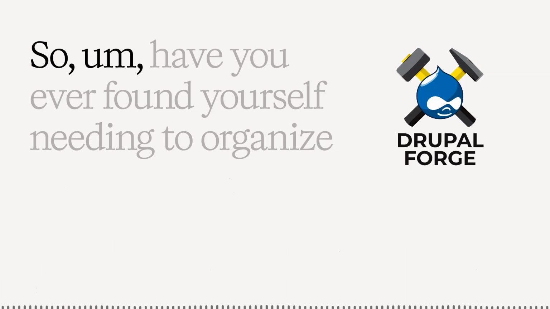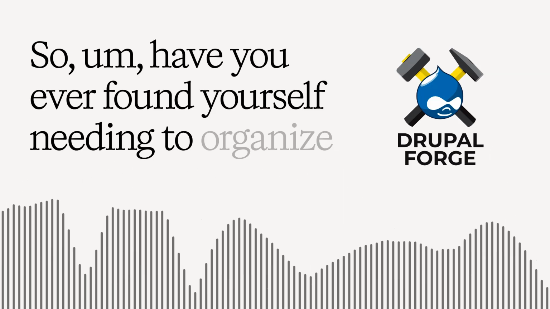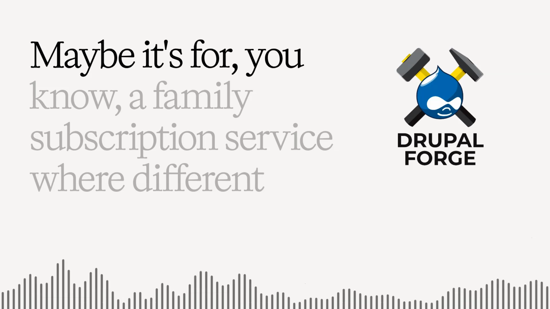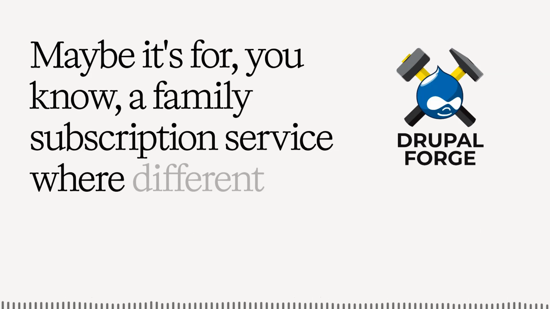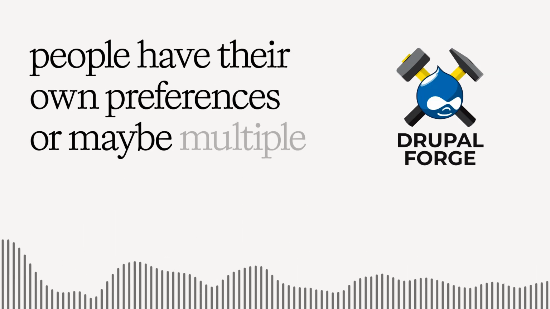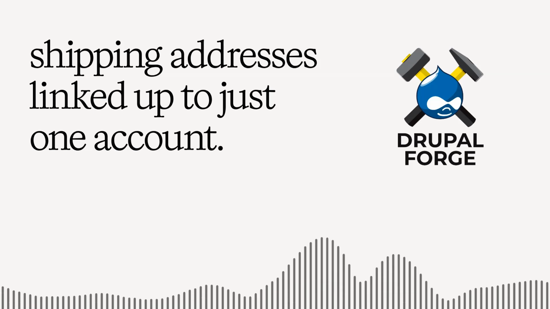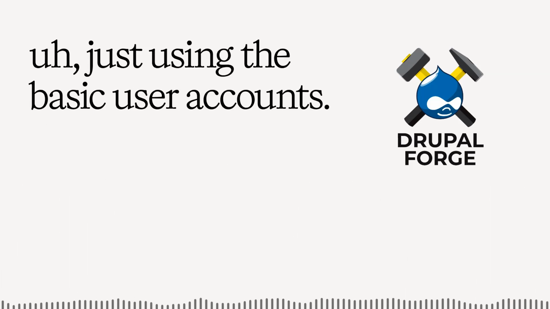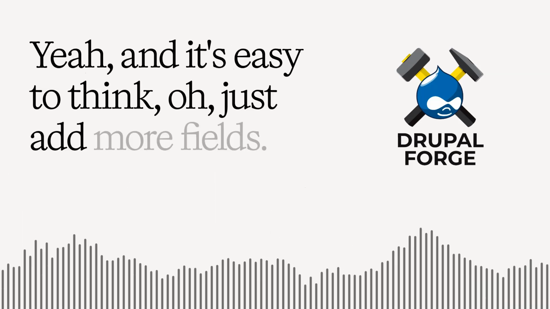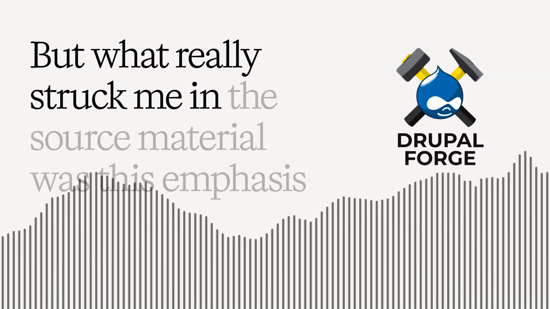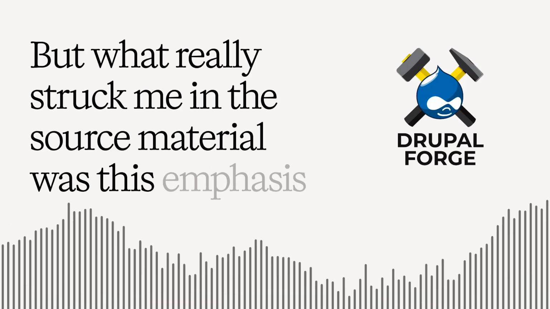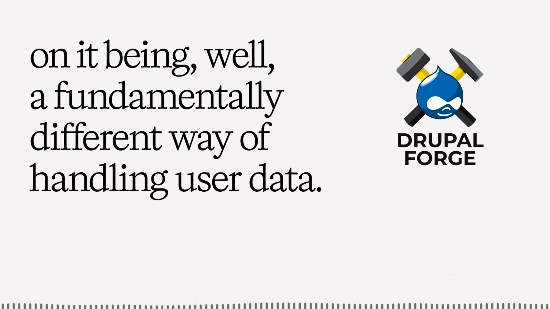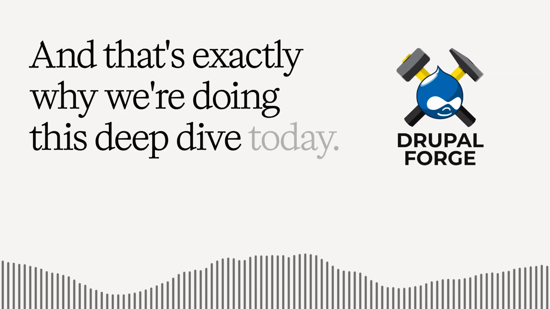So, have you ever found yourself needing to organize really different types of information for the same user? Maybe it's for a family subscription service where different people have their own preferences, or maybe multiple shipping addresses linked up to just one account. It can get complicated pretty fast when you're just using the basic user accounts. Yeah, and it's easy to think, just add more fields. But what really struck me in the source material was this emphasis on it being a fundamentally different way of handling user data. And that's exactly why we're doing this deep dive today.